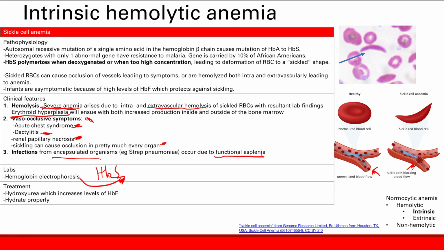So how do we treat this? We can give hydroxyurea. That increases levels of hemoglobin F in the red blood cells. So remember, we said that increased levels of hemoglobin F are protective against sickling.